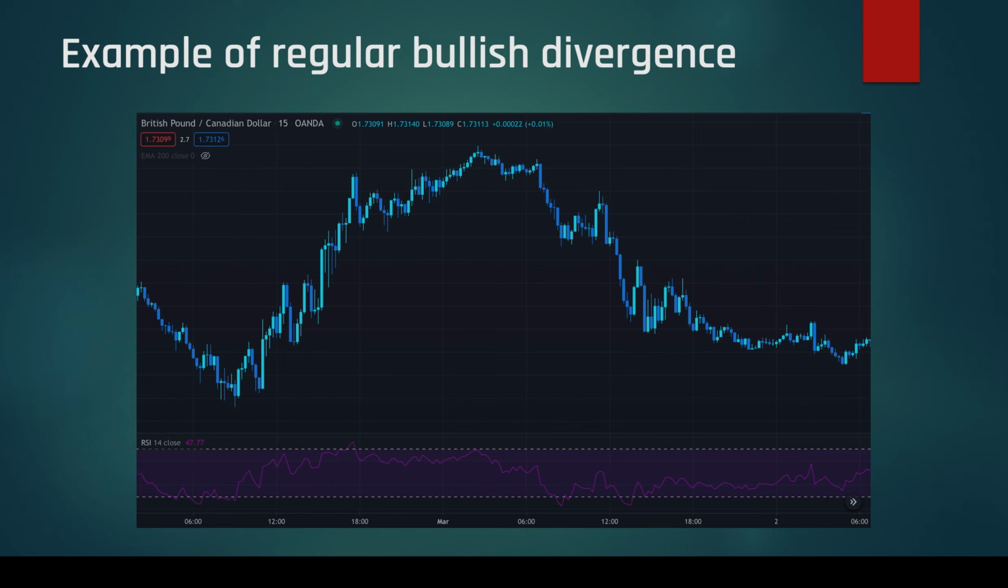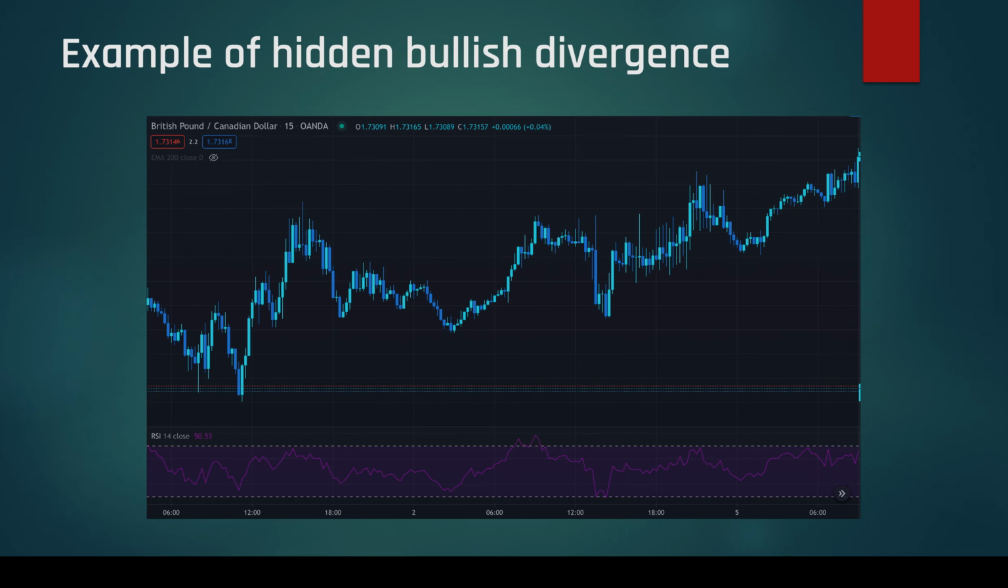So here's an example of regular bullish divergence. So we got a higher high on price, and we got a lower high on the RSI. So remember, regular means that the current move could be weakening. We're looking for signs of a reversal, excuse me. And price reversed very nicely there. Good trade if you got in around the top there.